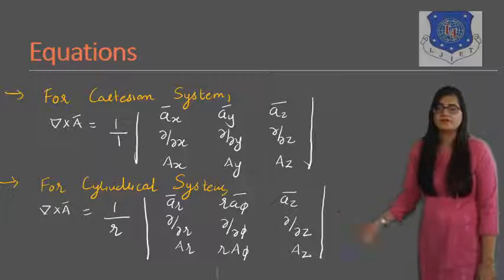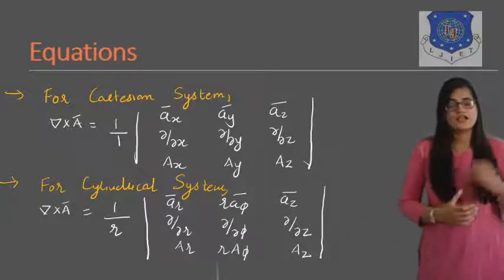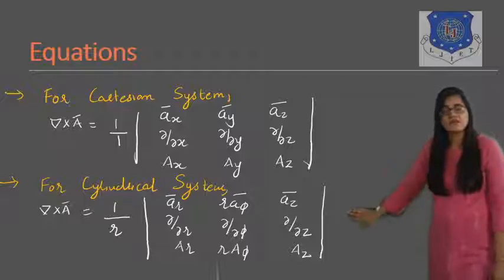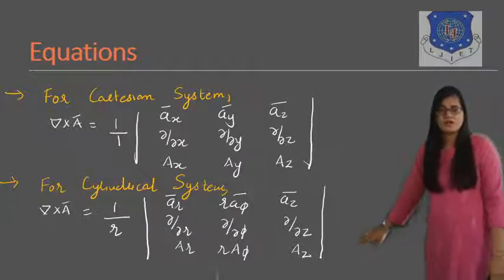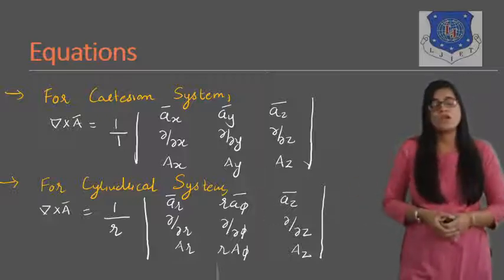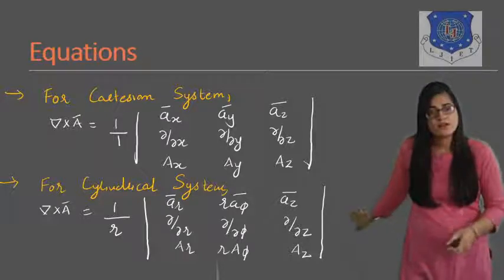It can be written like this: 1 upon r into determinant of a_r, r a_phi and a_z in the first row, del by del r, del by del phi and del by del z in the second row, and the third row, that is A_r, r A_phi and A_z. So this is the equation for the cylindrical coordinate system.